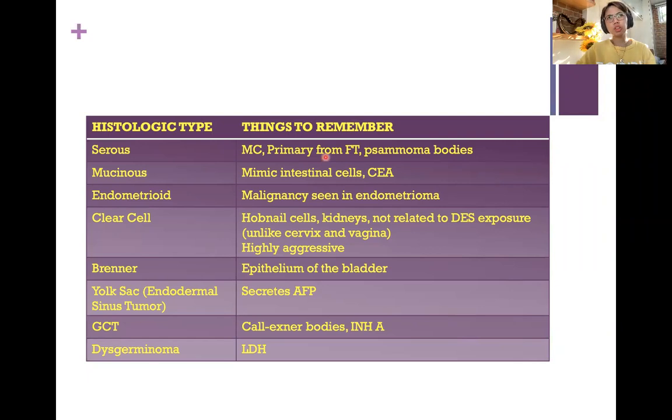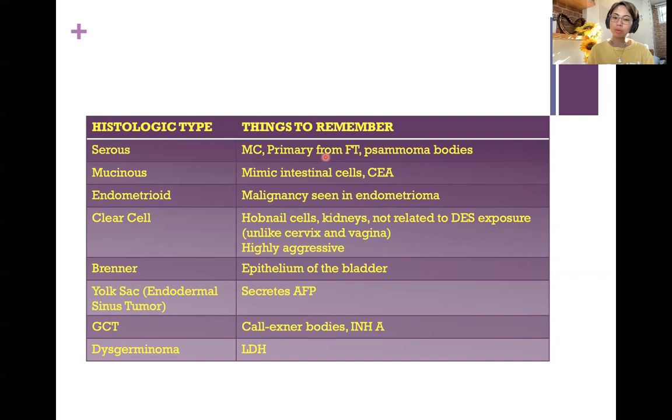Now, if we talk about things to remember, serous carcinoma, psammoma bodies. Okay, serous psammoma. Well, since I'm a Bisaya, I usually remember this as ayaw kog psammoma because I'm serious. Psammoma, serious. Okay, you see, it's very easy to remember. It mimics the intestinal cells as I mentioned earlier. That's why it's elevated CEA.